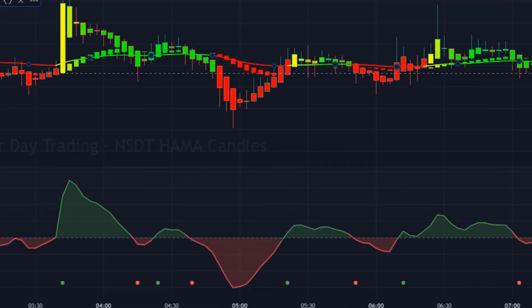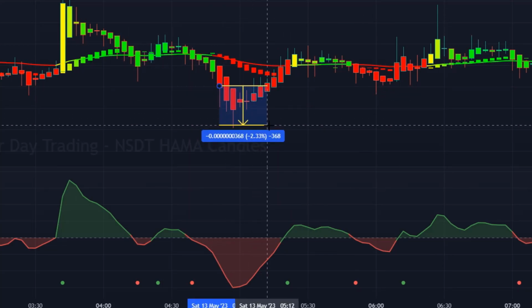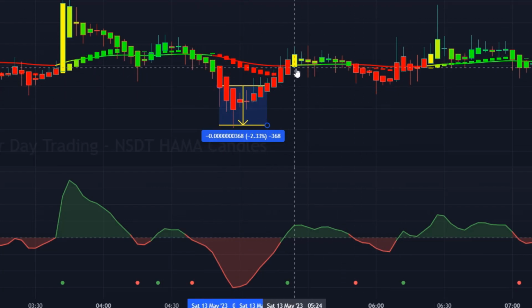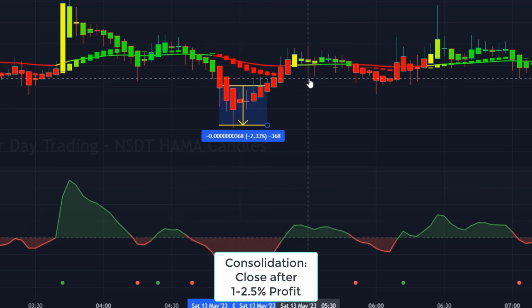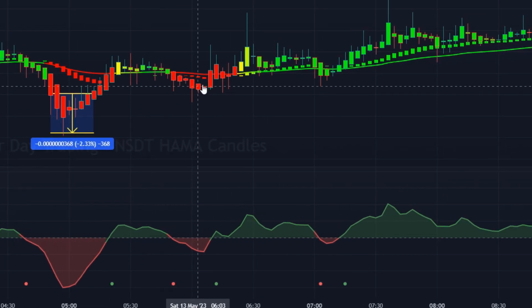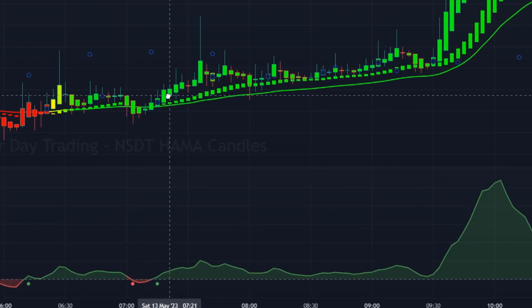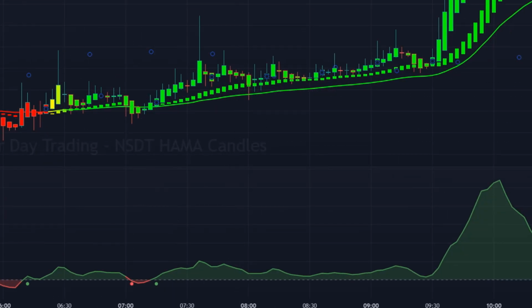If you try to trade it, please don't be greedy. For example, if we say we're going to enter here, we see that we have taken 2.33% profit, we close our position or half of it every 1 to 1.5 or 2% during a consolidating phase and then set the stop loss to break even. Then you can trade these consolidating movements, but of course, it's riskier.